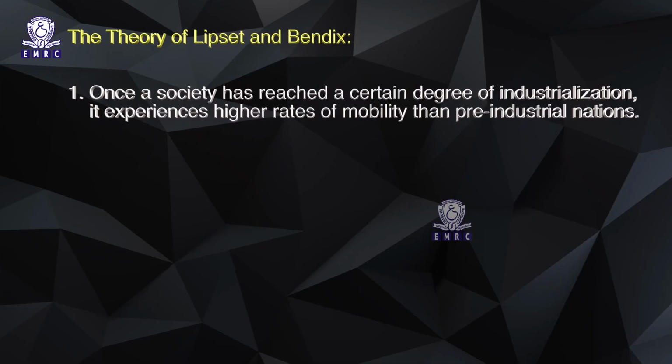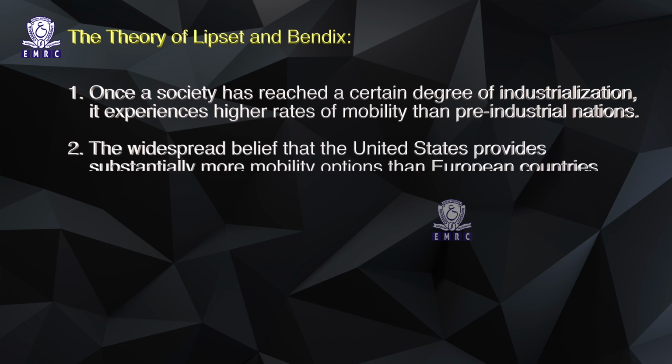Now, let us discuss first the theory of Lipset and Bendix. They wanted to test two primary assumptions in a famous comparative research on factors and forces of mobility in a number of European countries and the United States. First, once a society has reached a certain degree of industrialization, it experiences higher rates of mobility than pre-industrial nations. Secondly, the widespread belief that the United States provides substantially more mobility options than European countries. Their findings supported the first hypothesis but contradicted the second.